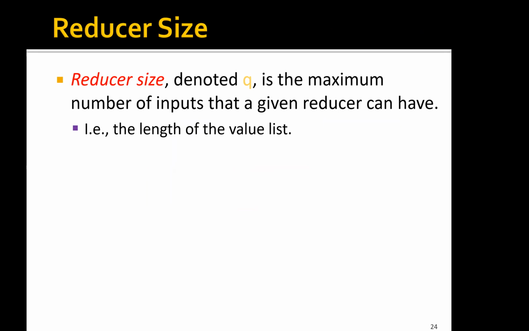Now, again, the first element of the theory is what we call reducer size. And I'm always going to denote it by Q, and it will always be gold colored in these slides, I hope. Okay, so it's the maximum number of inputs that a given reducer can have. That is, it's an upper bound on the length of the value list for that reducer.